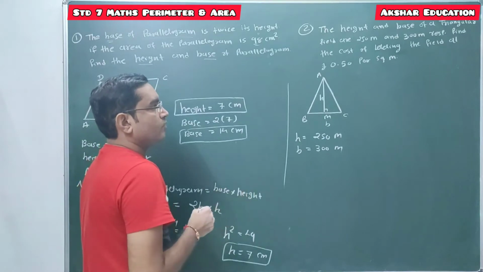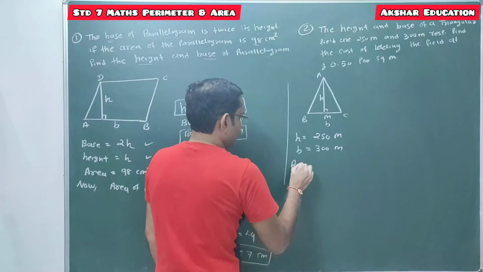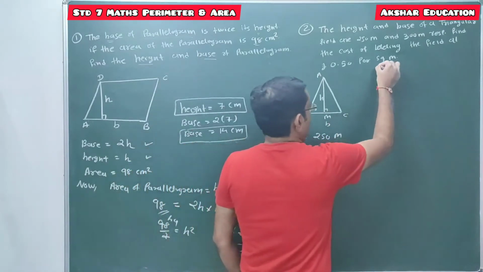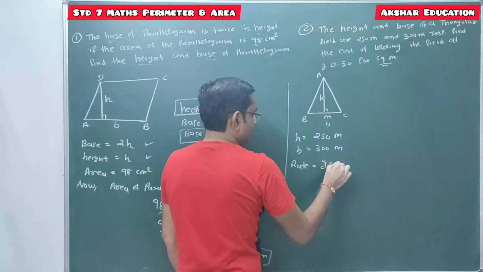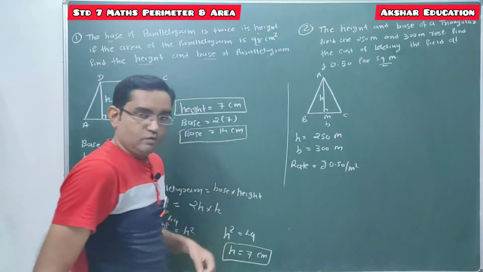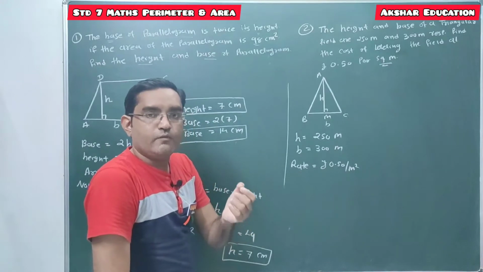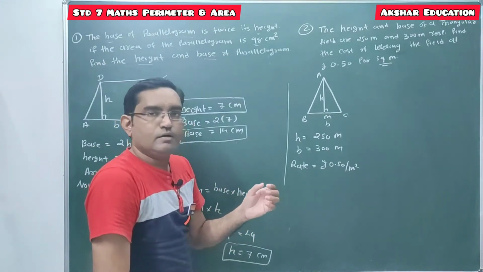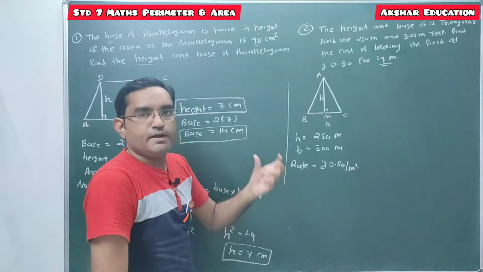Find the cost of leveling the field at the rate of, here the rate of leveling is given. So what is the rate? If you want to level 1 square meter of land, it will cost us 0.50 paisa per meter square. The cost of leveling 1 meter square area is 0.50 paisa, or you can say 0.50 rupees per meter square. So you have to find the total cost of leveling that triangular field.